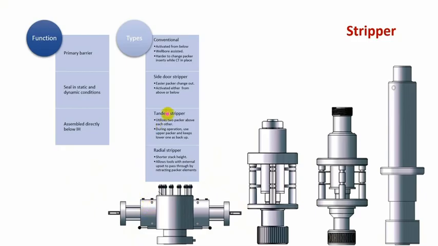So the stripper is our primary barrier. It allows seal around coil tube, not inside coil tube. It allows seal around the coil tube in static and dynamic positions.